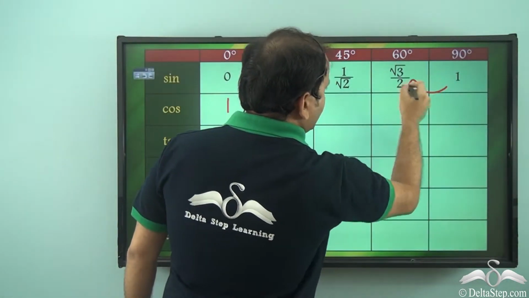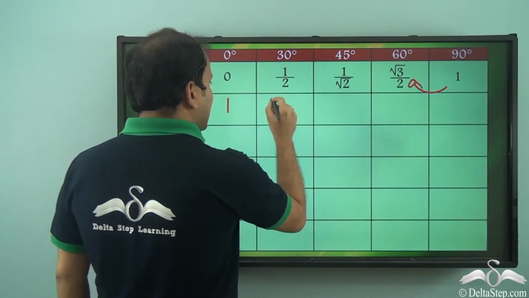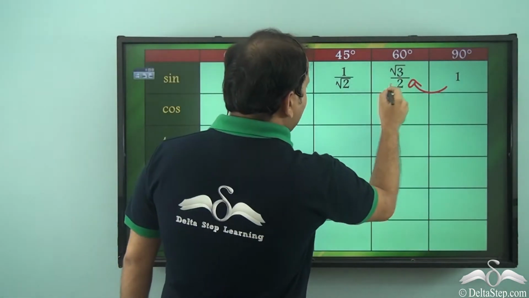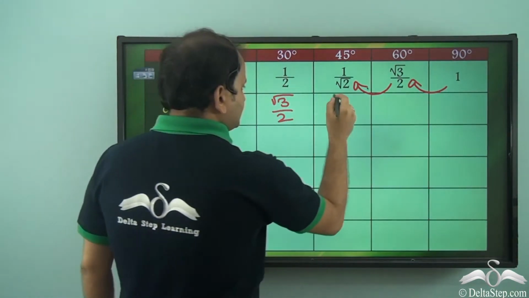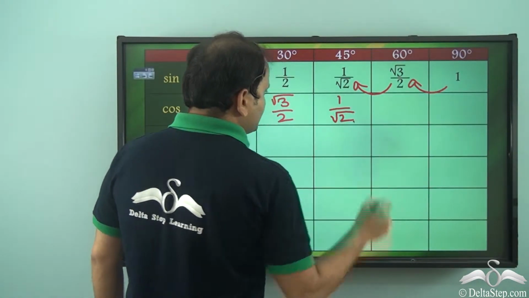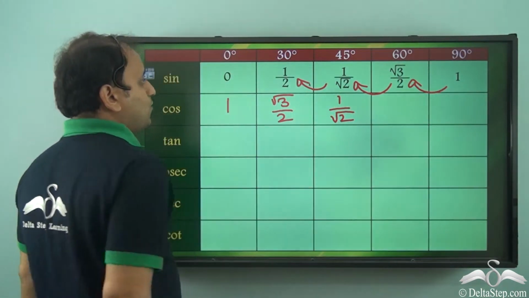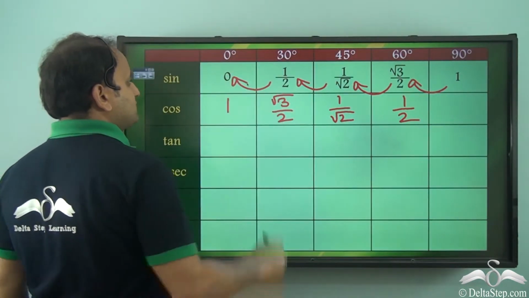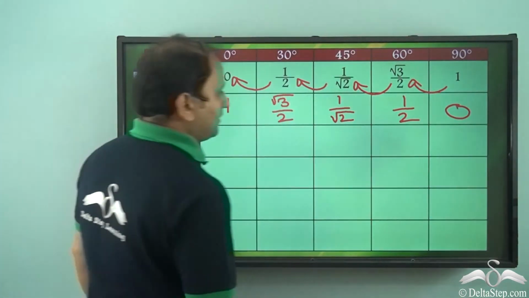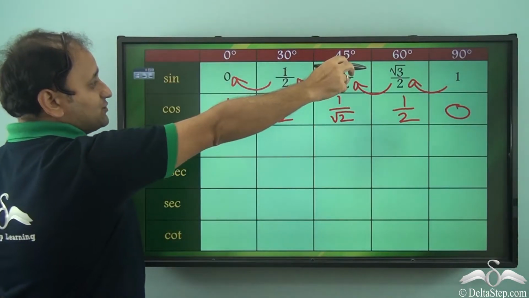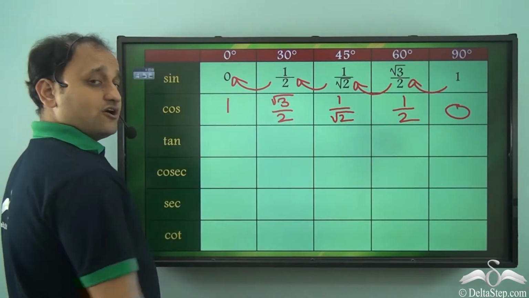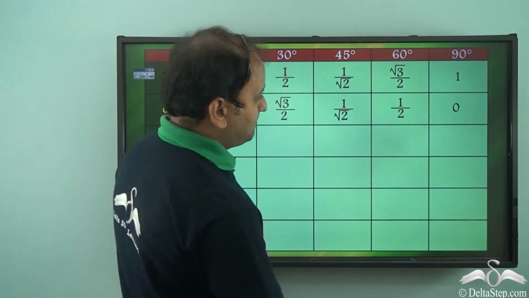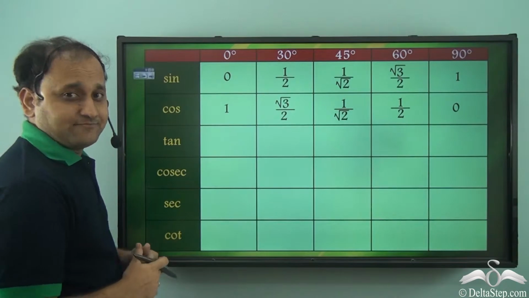After 1 we have root 3 by 2. So next we'll have root 3 by 2. Then we have 1 by root 2. So 1 by root 2. Next we have 1 by 2. So we'll write 1 by 2 here. And then we have 0. So 0 will come here. So if we have the values of sine, we can write the values of cos. So cos is complete.